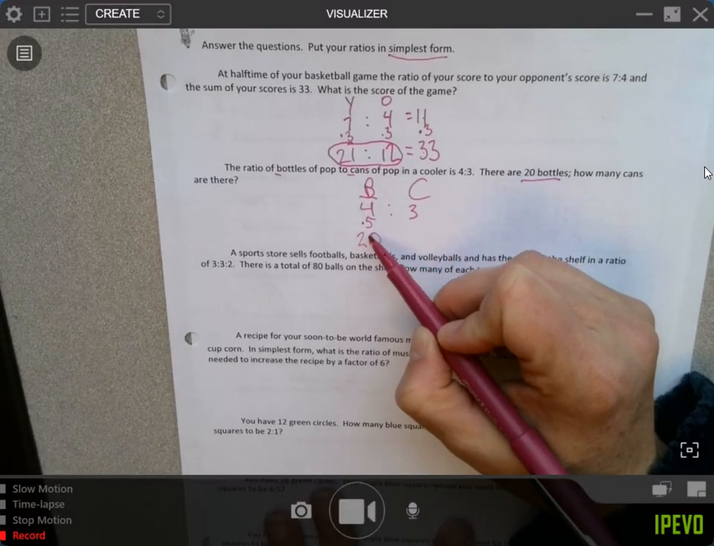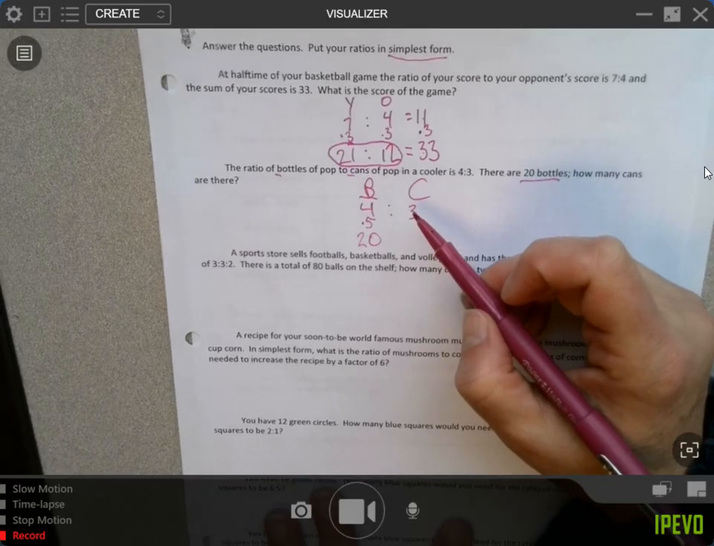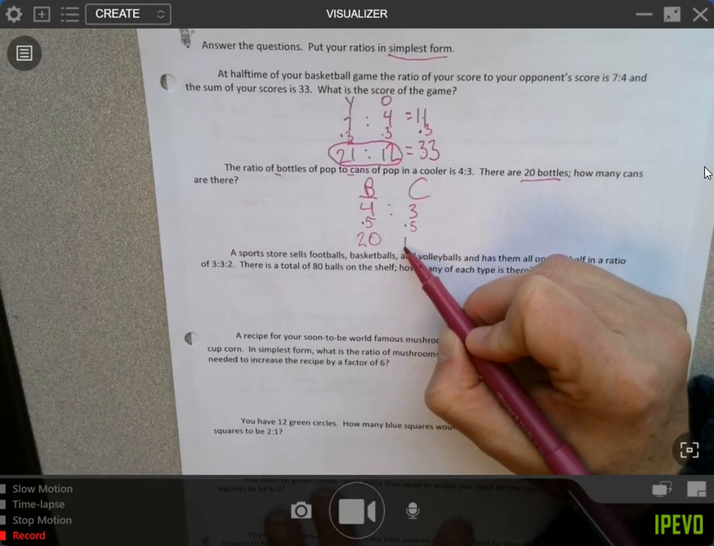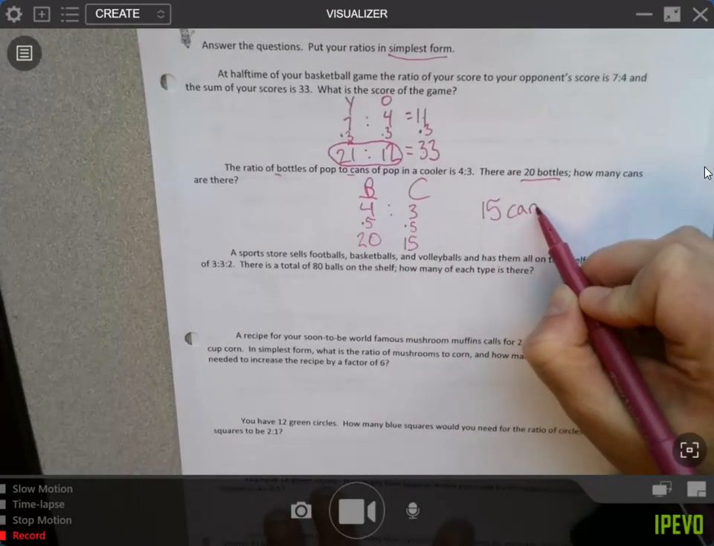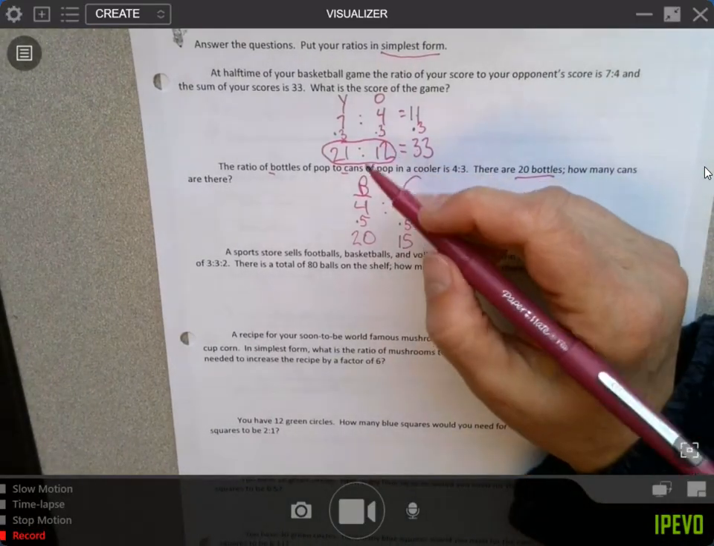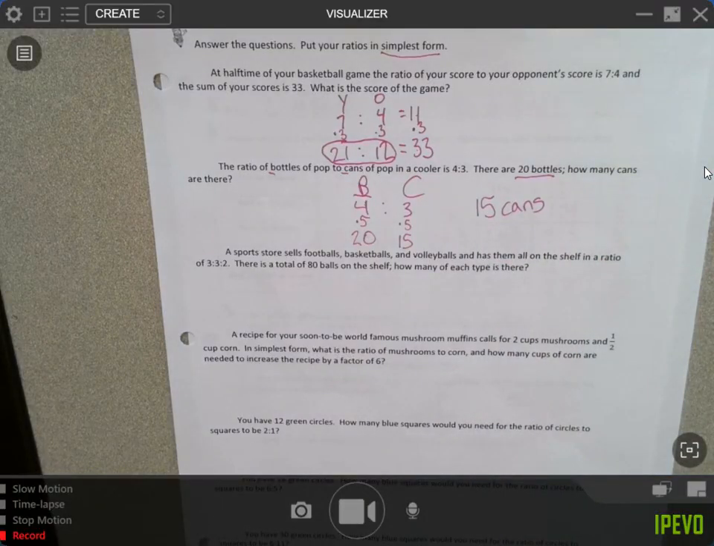And if I multiplied this side by 5, what do I have to do to my other side? Multiply by 5. 3 times 5 is 15. So I know that there are 15 cans. So you put in the information that you know to find what you don't know.